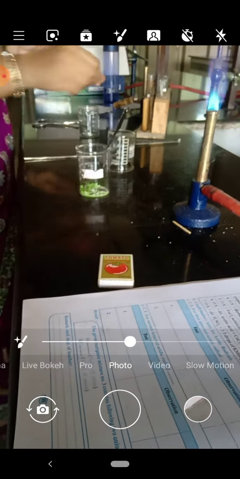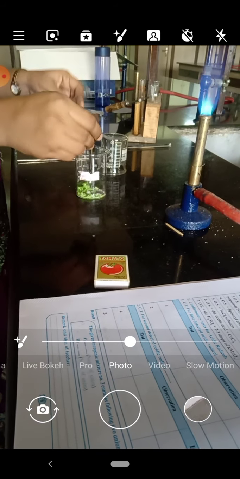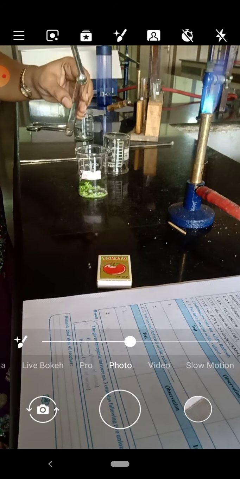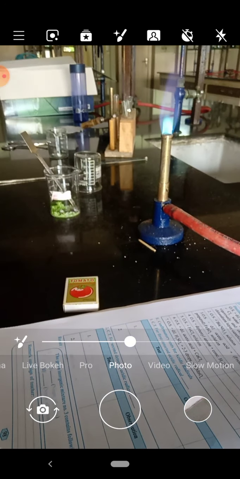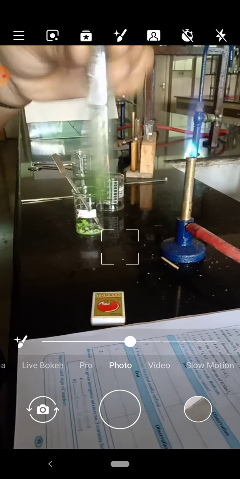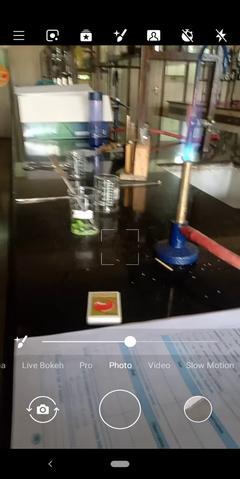So I will take a small quantity of salt. See, all salts given to you are water soluble. So water soluble is, they are crystalline. So you have to write that it is crystalline. So it is soluble. When you add water, it will get soluble. So in the preliminary test, you have to write the color and the nature.